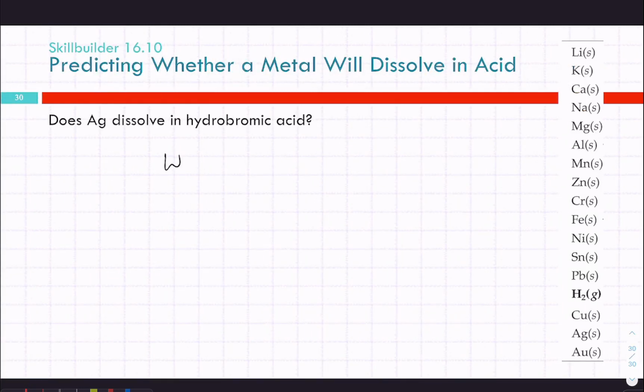If you want to dissolve silver or gold, you have to use something called aqua regia, which is a combination of nitric acid and hydrochloric acid. Super, super nasty stuff. All right, that is chapter 16.